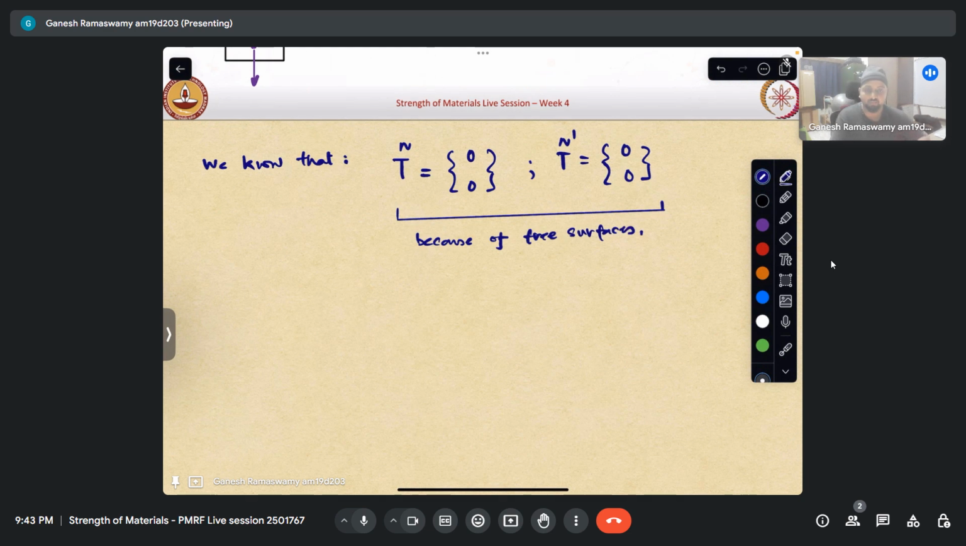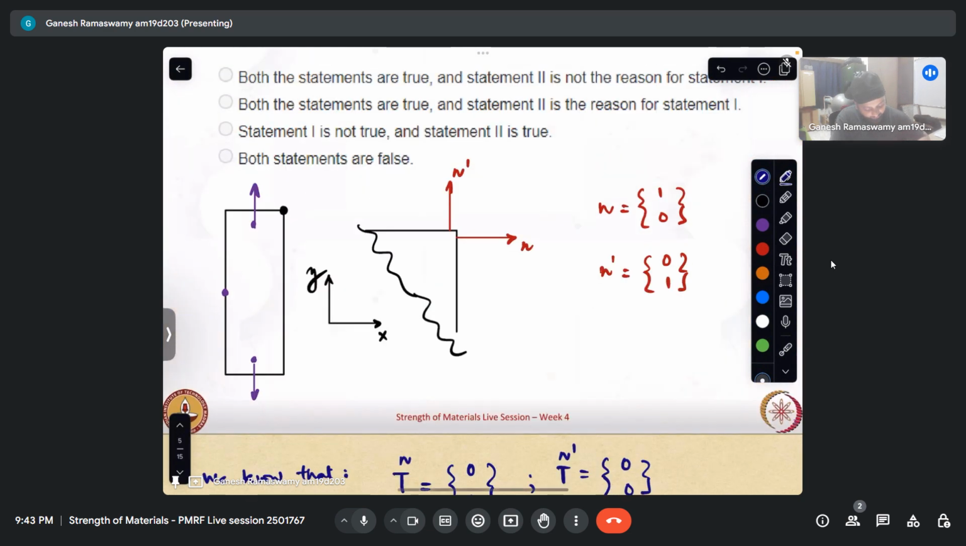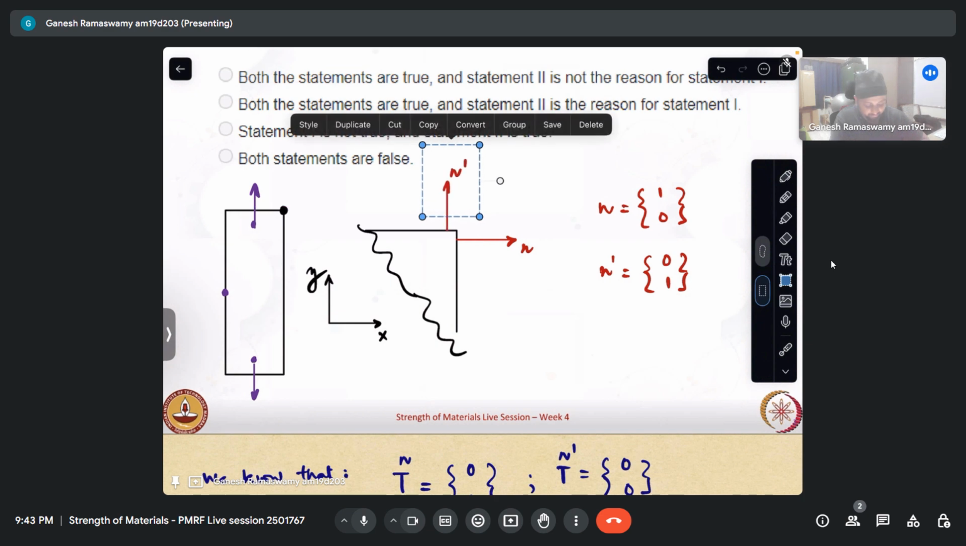Because of the free surfaces, these two are 0. So far so good. Now what I'll do is slowly move this normal close to that point. In the limit, I'll take it close at that point. Similarly, I'll move this to the right, and in the limit, I will take it to that point.